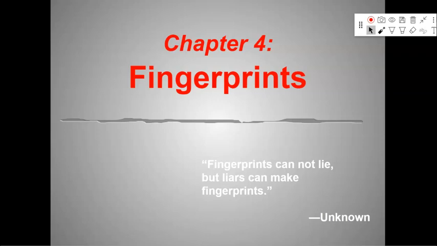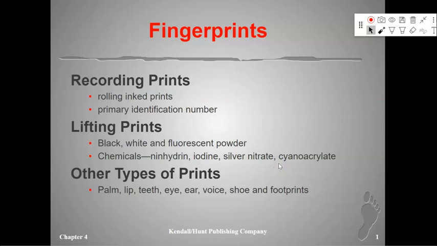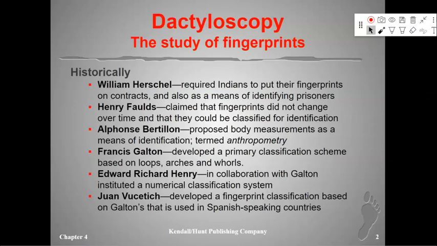Right, this video is on fingerprints. So fingerprints can be recorded with ink. They actually can be recorded with lasers also, and we can find their primary identification number. When it comes to lifting prints, we can do this with powder or chemicals. And then there are a whole bunch of other types of prints as well besides fingerprints. So dactyloscopy is the study of fingerprints.